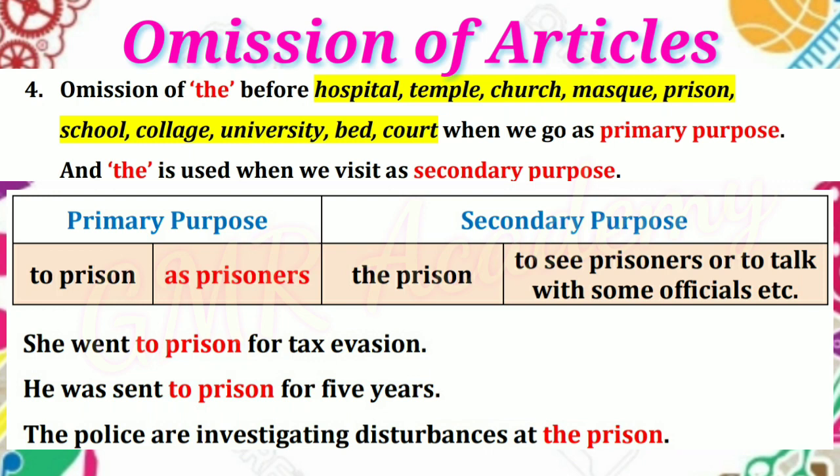So the police are investigating disturbances at the prison. Why? Because the police are investigating. So they are doing some investigation about disturbances at the prison. This is a secondary purpose for police. They are not doing any crime. So they are investigating. It is a secondary purpose for them. So we should use the definite article: the prison.